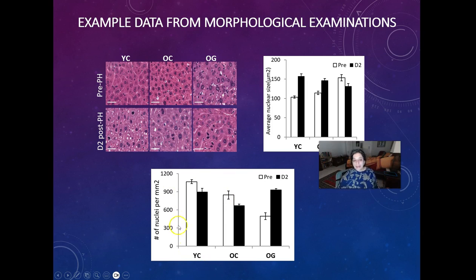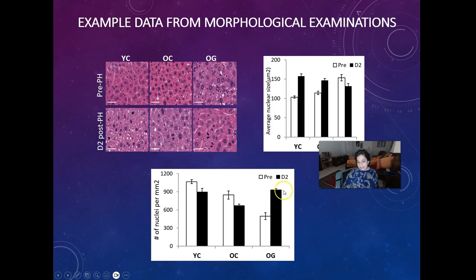We can also count the number of nuclei that I have per millimeter square in that tissue section. And in the young and the old control mice, we see that there were fewer nuclei 2 days post partial hepatectomy, but those nuclei were larger in size.